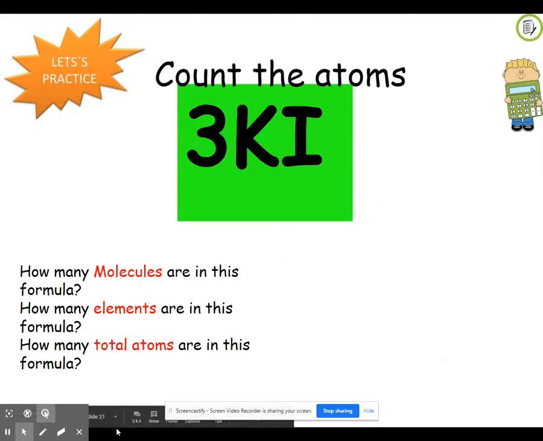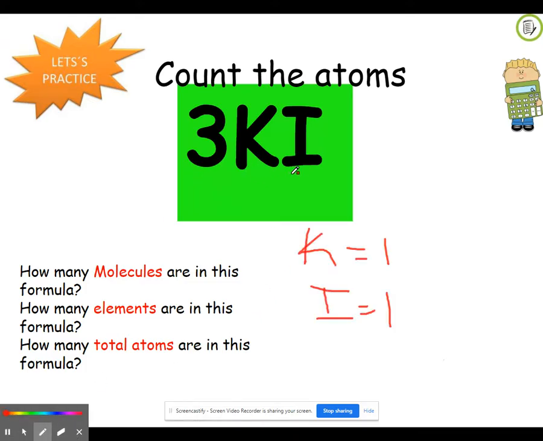If we look at this one, let's identify what we have. You'll notice that we have 2 capital letters, which means we have 2 elements, K for potassium and I for iodine. There is no subscript, so therefore it's 1 atom of each. But how many molecules do we have? 3. So we multiply both of these by 3. 1 times 3 gives us 3 potassium. 1 times 3 gives us 3 iodine.